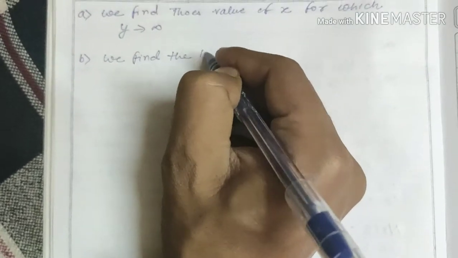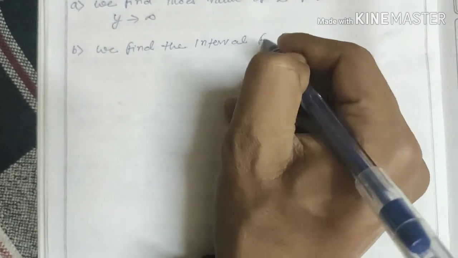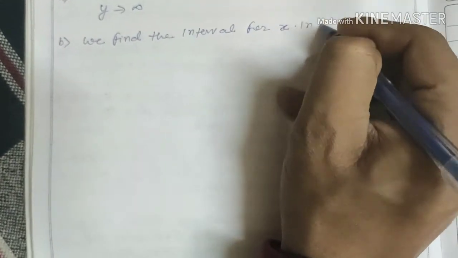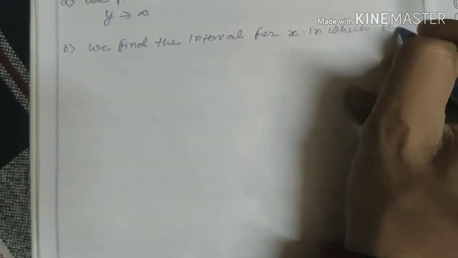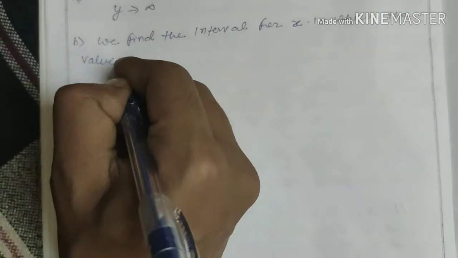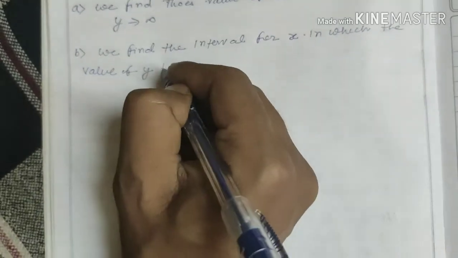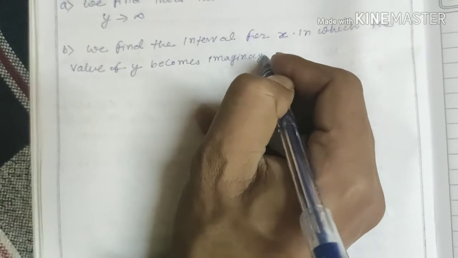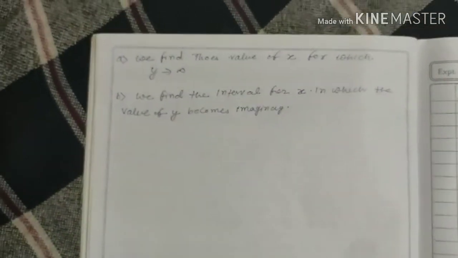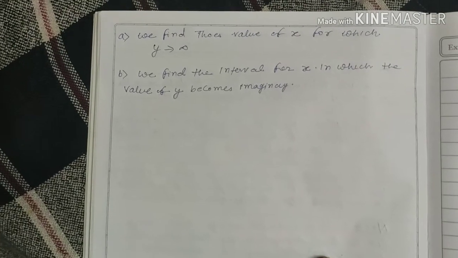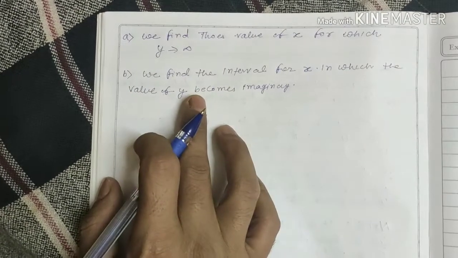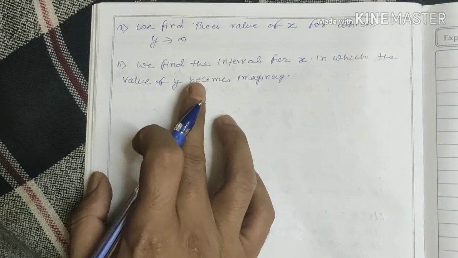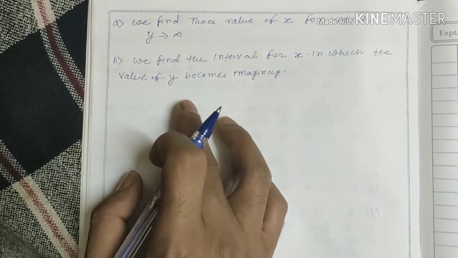Now the second point is that we have to find the interval for x in which the value of y becomes imaginary. So we have to determine the values of x in which the value of y becomes imaginary.